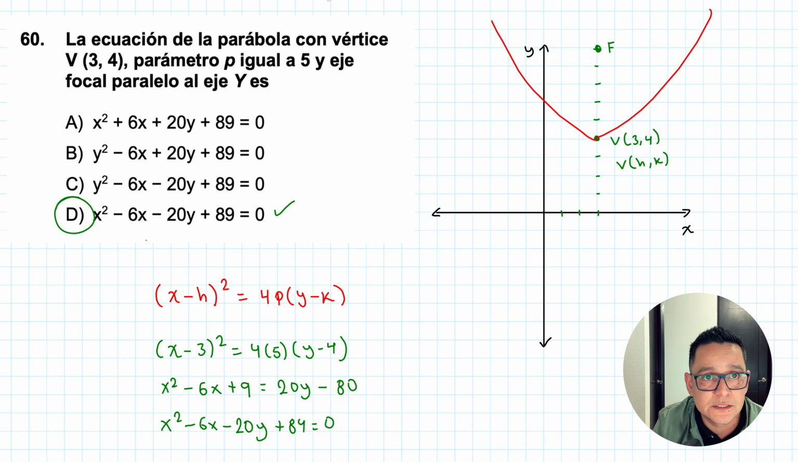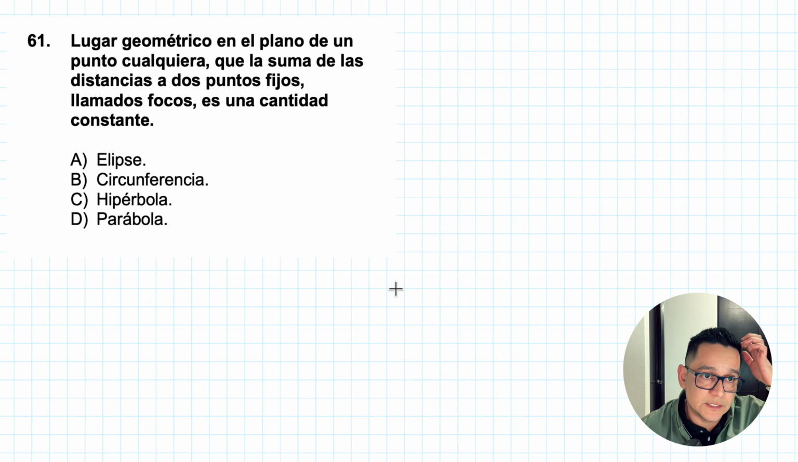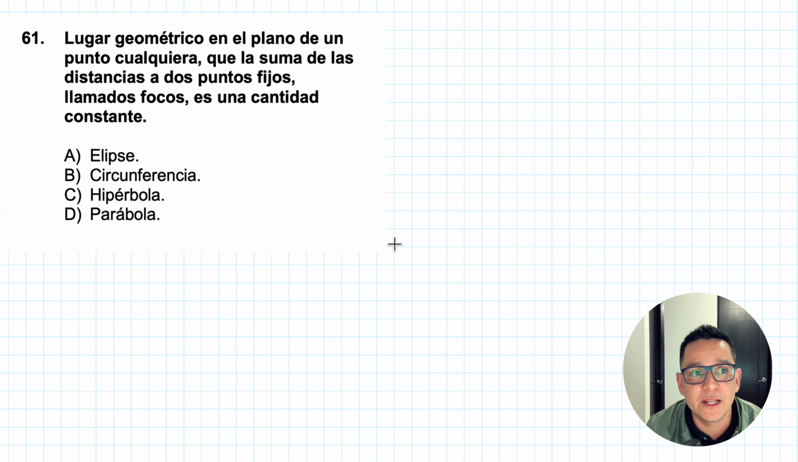Let's move on to exercise number 61, which says: geometric locus in the plane of any point, where the total distance to two fixed points, known as foci, remains constant. Is this really a definition? I can't say much now. Maybe I can make a small drawing for you, but there's not much to show. The correct answer is parabola. Sorry, that's not true. Ellipse, that's the correct answer.